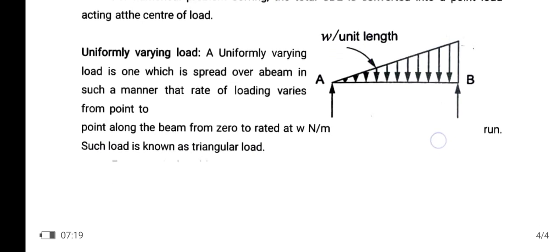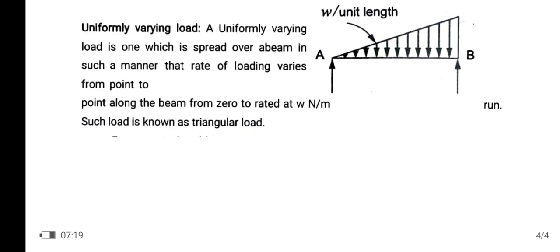The uniformly varying load. A uniformly varying load is one which is spread over a beam in such a manner that the rate of loading varies from point to point along the beam, from 0 to W newton per meter. Such a load is known as a triangular load.